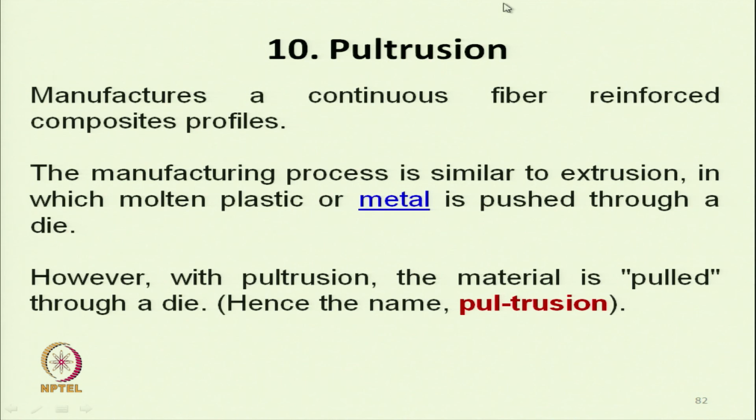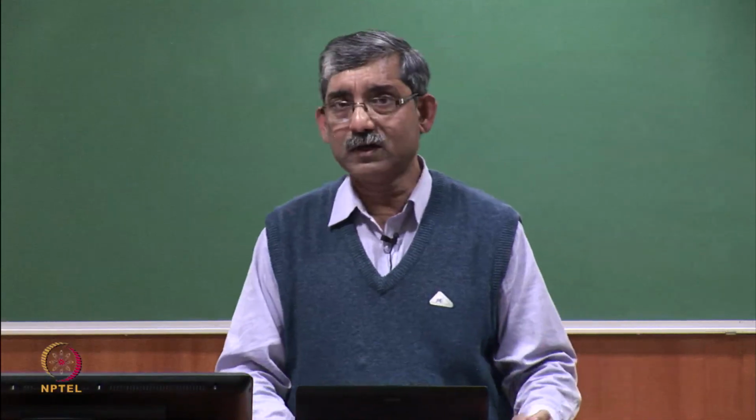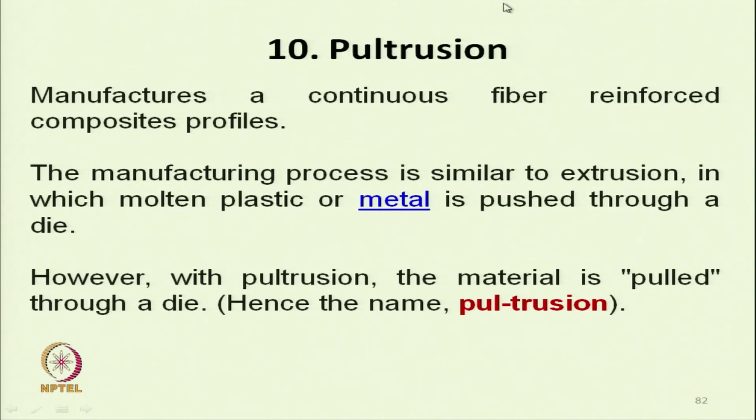Next method of manufacturing, which is a simple one, is known as pultrusion. Here in this case only continuous filament reinforced composites can be produced, like the earlier one, that is the filament winding technique. The term pultrusion came from pull and extrusion.